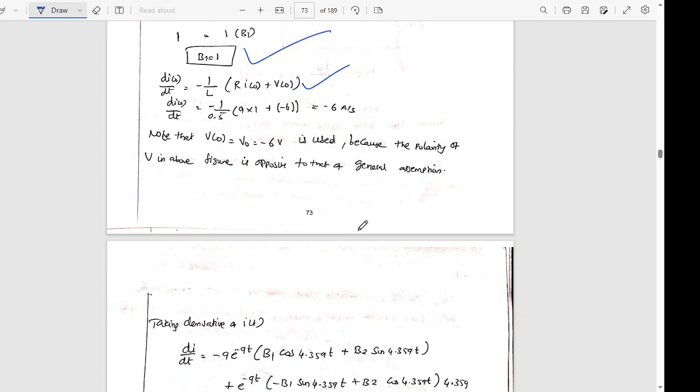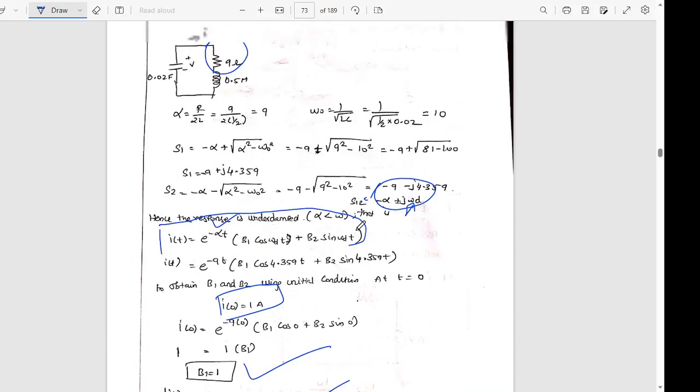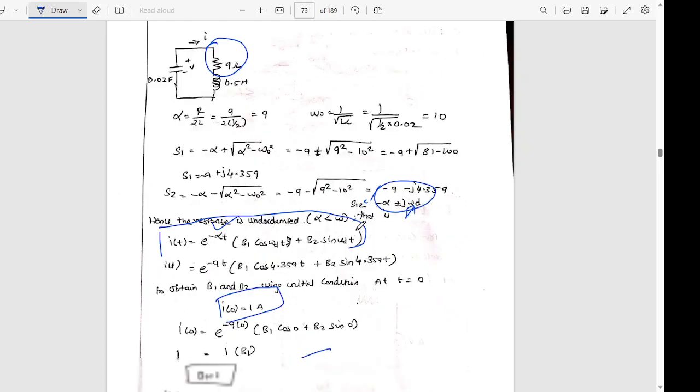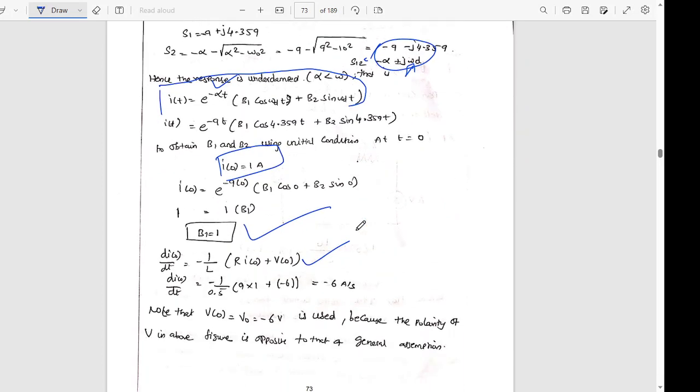Okay, here we are considering V of 0 equal to minus 6, because the polarity of the V in the figure is opposite to the general assumption. So we are using minus 6. Here we got 9 times 1 plus multiplied by minus 6 multiplied by minus 1 by 0.5, we got minus 6 ampere per second. This is dI of 0 by dt.